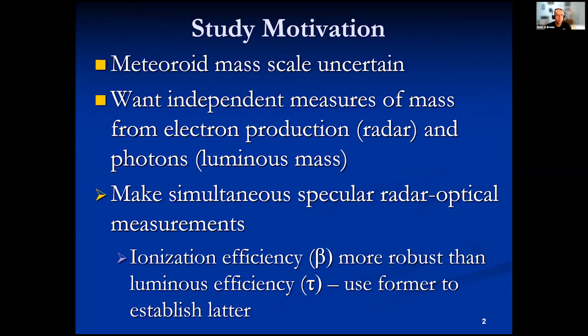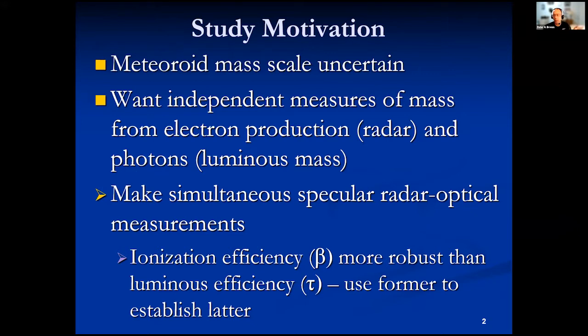So our study motivation here is, in a generic sense, the meteoroid mass scale is uncertain. Much of our meteoroid mass measurements come from optical observations. So if we have optical observations alone, we always have this magical missing parameter, the luminous efficiency, or tau, which has been the bane of meteor science for 50, 60, 70 years.